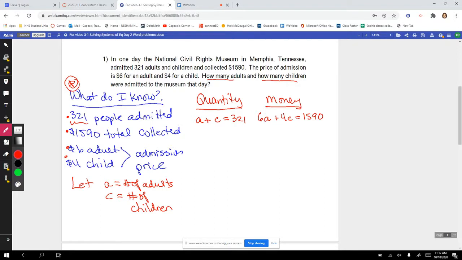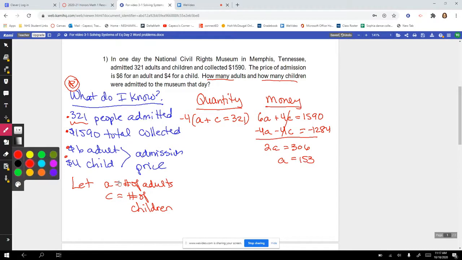So, I'm going to take this first equation and I'm going to multiply it by -4. I'll rewrite it underneath. So I have -4a minus 4c is equal to -1284. And again, the idea was I want to get rid of this c variable, eliminate it, so it zeroes out. So I have 2a is equal to 306. So a is equal to 153.